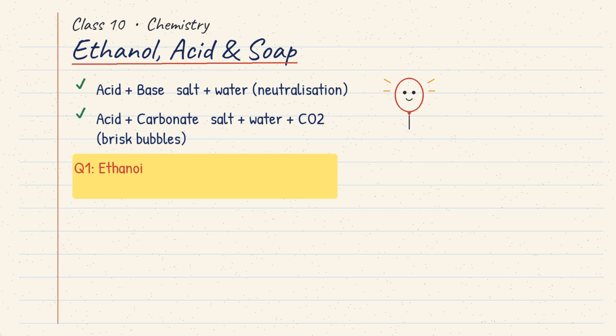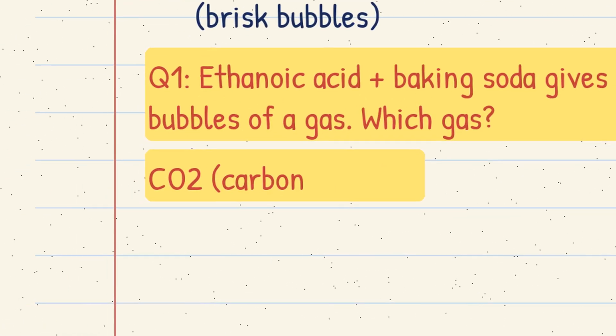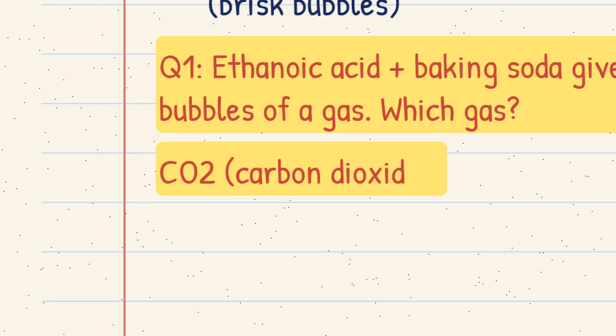Question time. When ethanoic acid meets baking soda, it fizzes and gives off a gas. Which gas is it? Pause and think. Yes, carbon dioxide. Acid plus a carbonate always gives carbon dioxide gas.